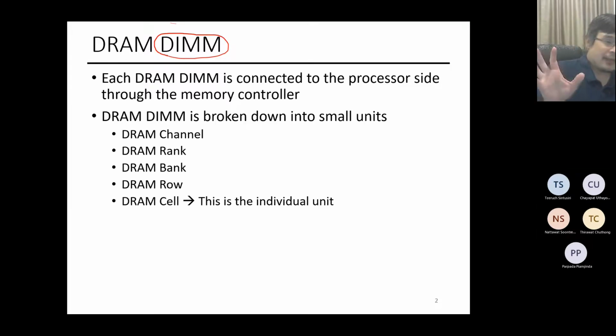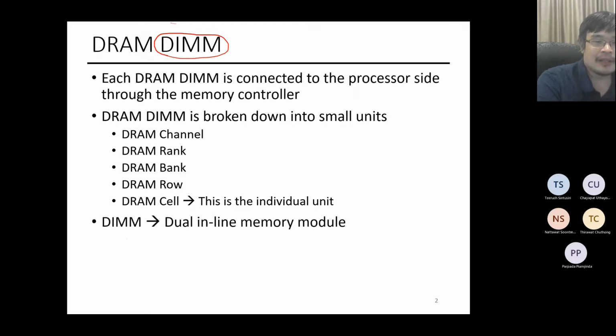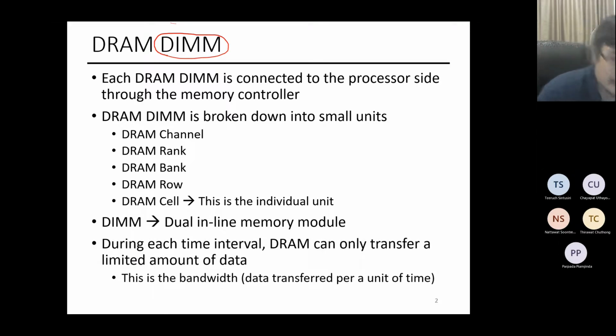And if you have the ability to zoom into the DRAM, somehow you have an electron microscope and the ability to understand the circuitry level wiring of it, you'll see that it's broken down into smaller units. First is the DRAM channel. Then it's the DRAM rank, bank, row, and the DRAM cell. The DRAM cell is where you actually store the charge. That's where 1 and 0 get stored. And again, DIMM stands for dual inline memory module.